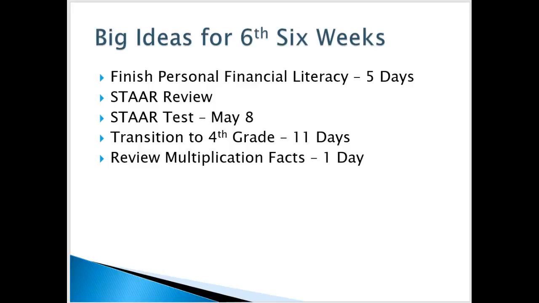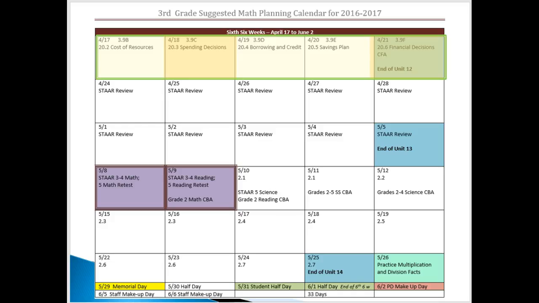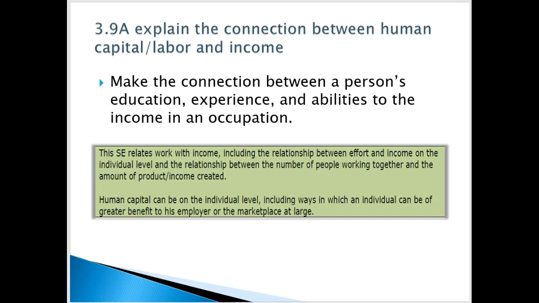The big ideas for this six weeks are to finish personal financial literacy, have your STAR review and STAR test on May 8th, transition to 4th grade, which you have 11 days for, and review multiplication facts, which you have 1 day for. So let's start off with personal financial literacy. You've already started teaching a little bit of that in the 5th six weeks. You have 1 week. Anything highlighted green, you'll have that whole week to finish teaching financial literacy.